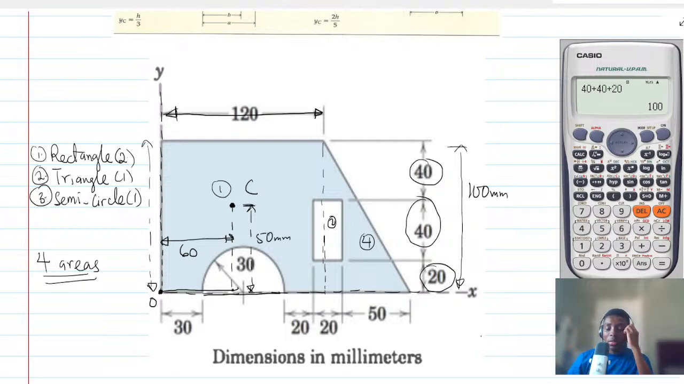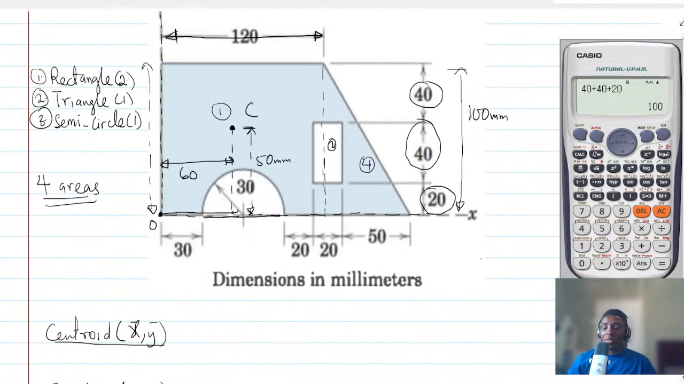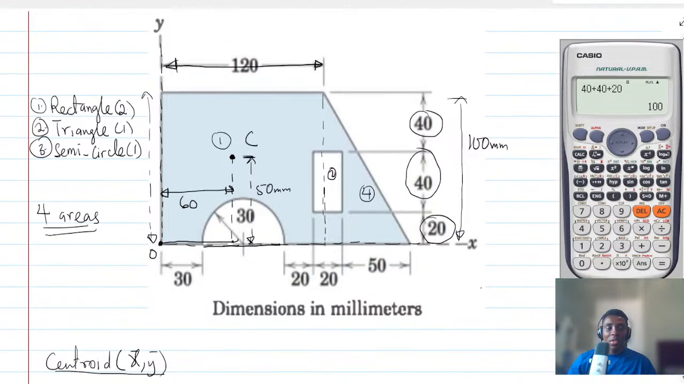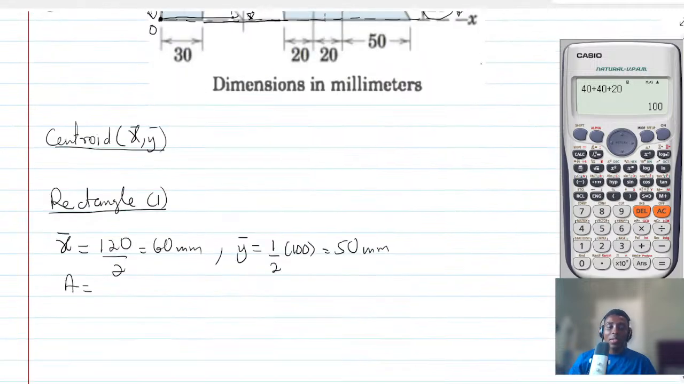All right. So now let's move to find the area. Let's find the area of this rectangle. So the area of the rectangle is what? It is straightforward, right? Length times breadth. So it's going to be what? 120 multiplied by 100. So 120 millimeters multiplied by what? 100 millimeters.